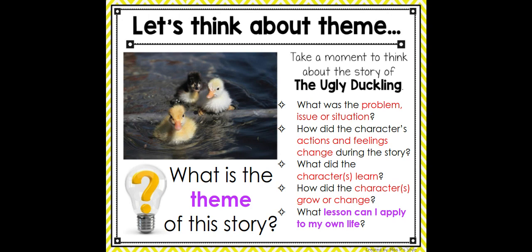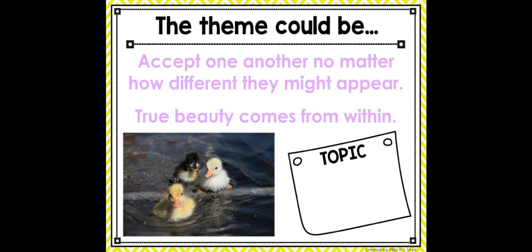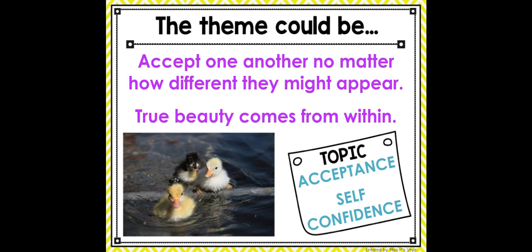What is the theme of this story? The theme of the ugly duckling could be accept one another no matter how different they might appear, or maybe true beauty comes from within. The topics could be acceptance or self confidence.